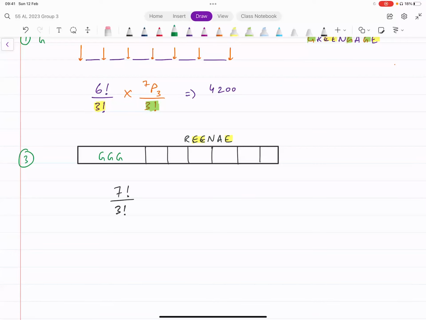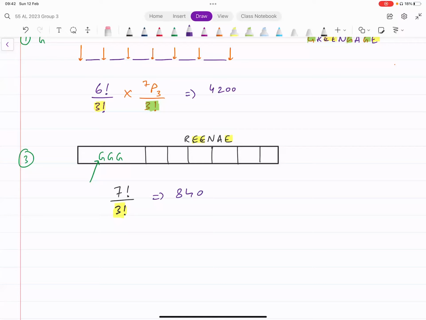And then we think about the arrangements inside the box. They're all G's, उनकी arrangement matter नहीं करती है. We can just ignore that. Okay, ignore कर सकते हैं, and you can just evaluate what this turns out to be. 7 factorial over 3 factorial. What's this number? 840. 840. अब आप क्या करेंगे?